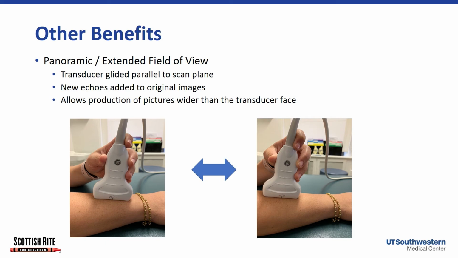So one of the other benefits of ultrasound is that you can actually get a panoramic or extended field of view. This is a newer feature in ultrasound machines that has proven to have a lot of benefit. So what you do is you put the ultrasound probe on a patient, and you can translate or glide it up along a tendon or muscle to get the whole view of that muscle or tendon. I'll show you an example of what that looks like here.